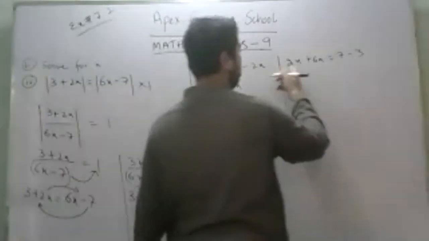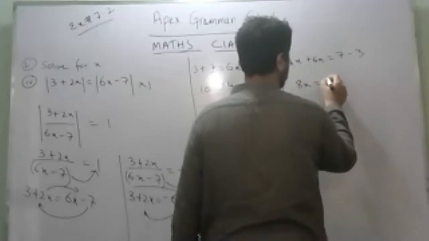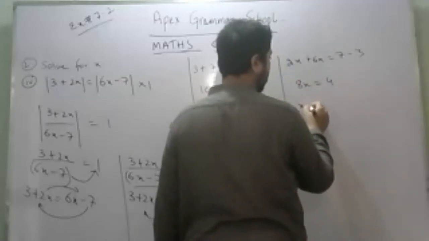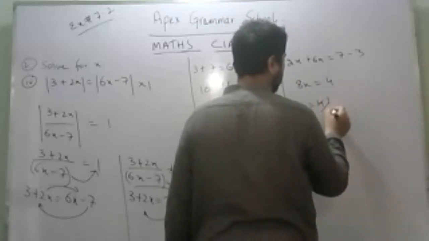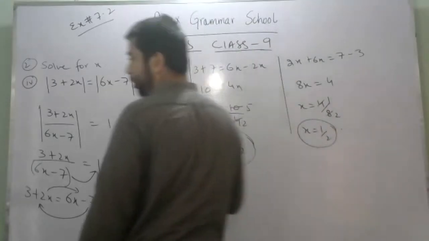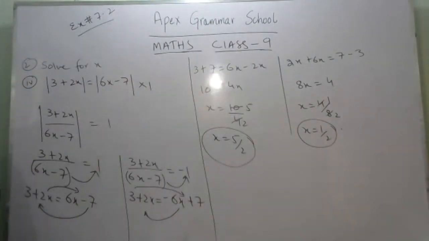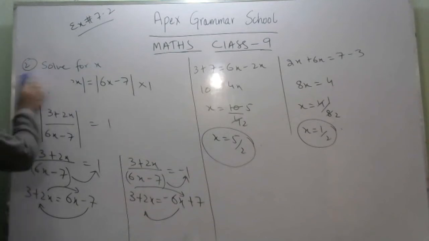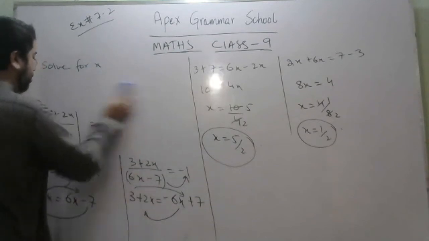And the second value: 2x plus 6x, that is 8x is equal to 4. So 8 will be divided there. 4 1s are 4, 4 2s are 8. So x is equal to 1 by 2. We have done with this part. Now the part number 5, again just like this.